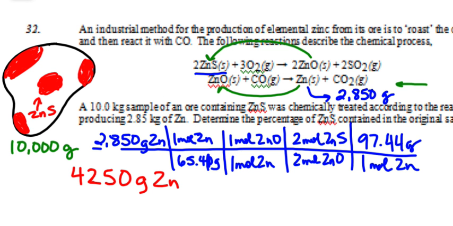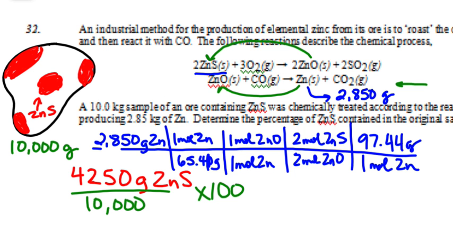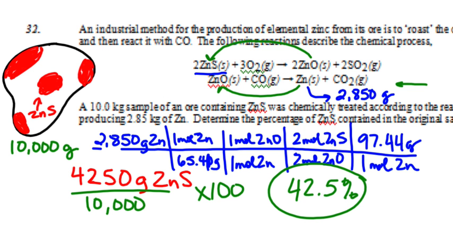Is that the answer to the question? No. What is the question asking? It's the percentage of zinc sulfide in my original ore. Remember, my original ore weighed 10,000 grams. So I'm going to divide part over whole times 100. So I believe that gives me 42.5%. They just high-fived back there again. Zinc sulfide in the ore.